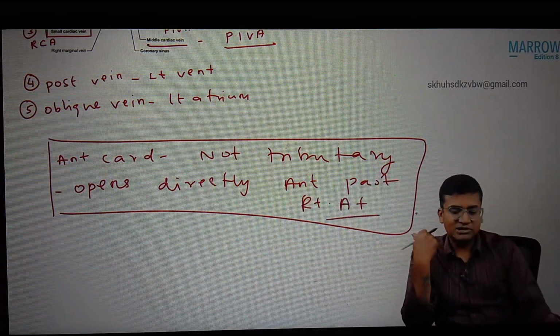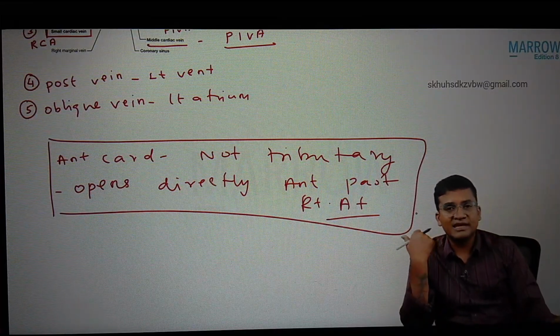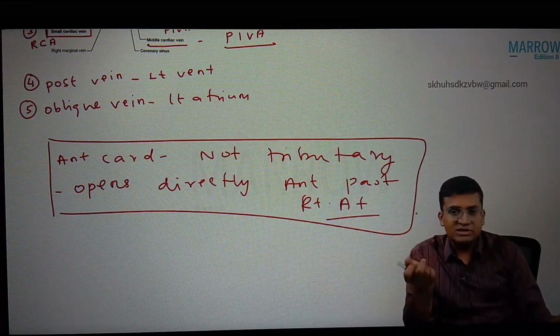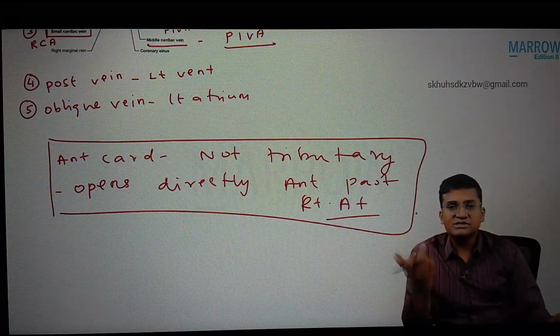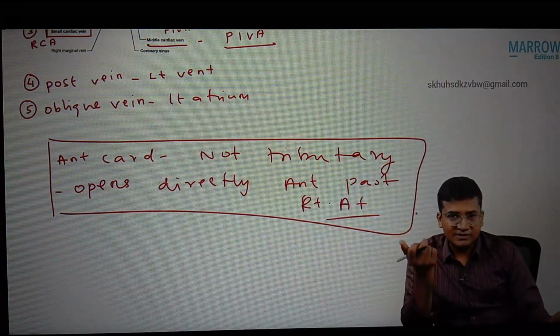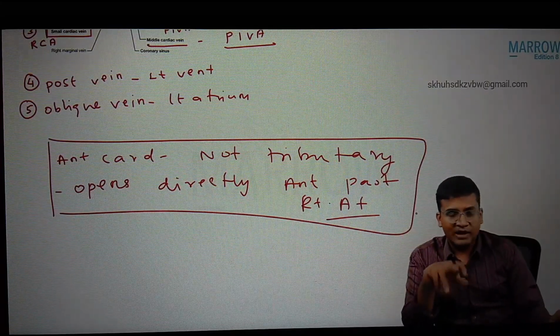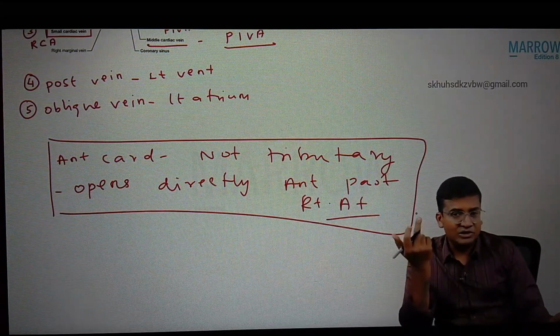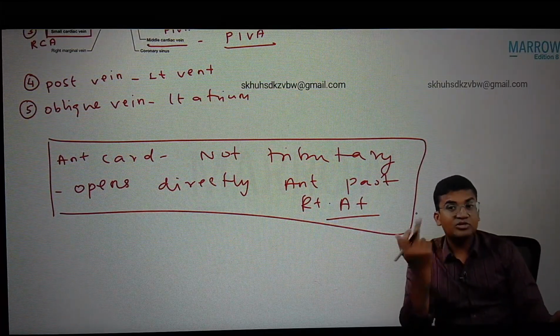So these are the points you have to know for the coronary sinus: the origin, the termination, the tributaries, the accompanying arteries of the tributaries, and the last point, which is not a tributary, the anterior cardiac vein, which opens directly into the anterior part of the right atrium. The posterior part of the right atrium receives the coronary sinus. So that's all about the blood supply of the heart.